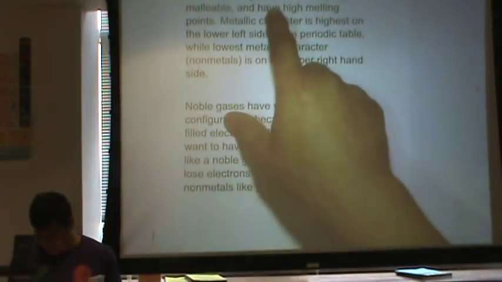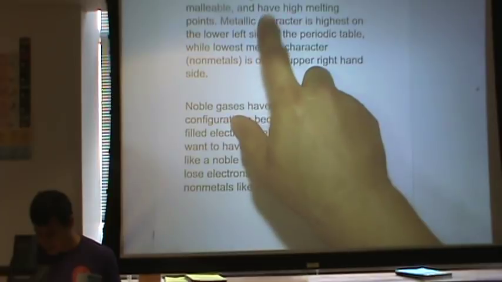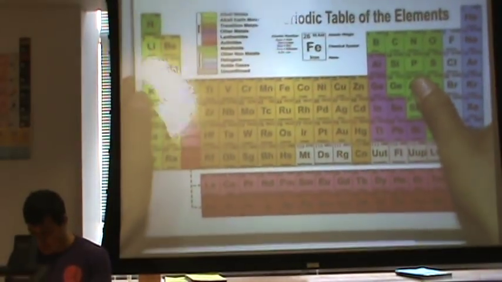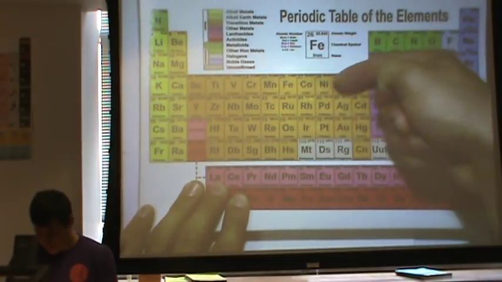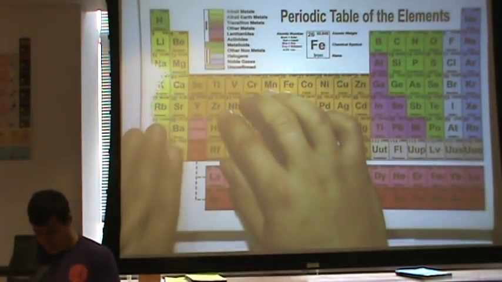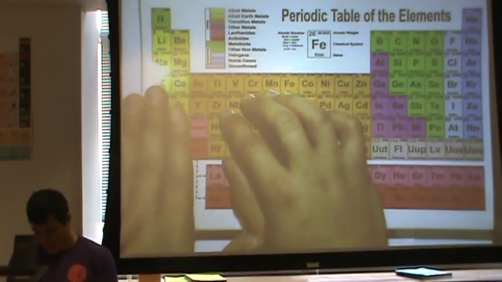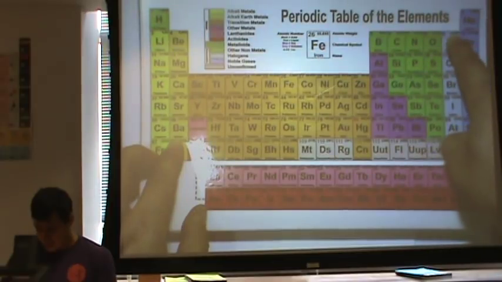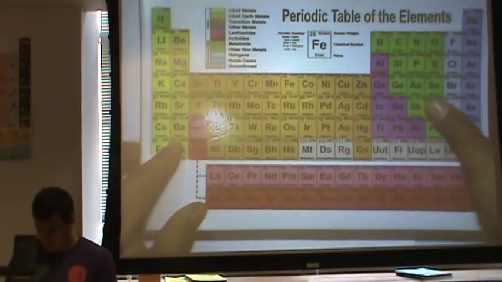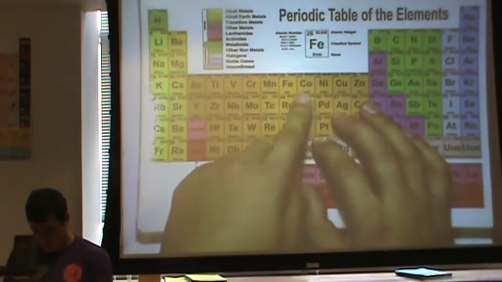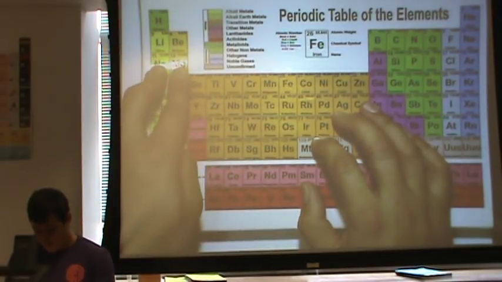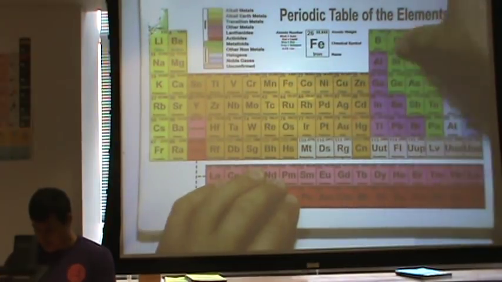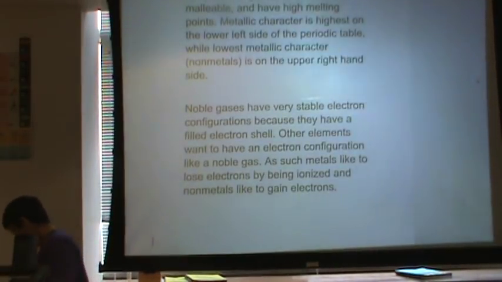So if we look at this, our first paragraph says that the highest metallic character is on the lower left side of the periodic table. If we go in this direction, lower left, the elements on this side of the periodic table have the absolute highest metallic character. And as you move in the opposite direction, you have higher nonmetallic character. And metals, including transition metals, alkaline earths and alkalis, like to lose electrons, whereas nonmetals like to gain electrons.